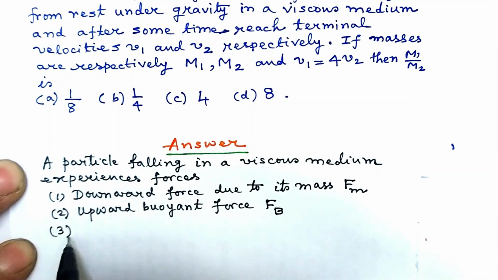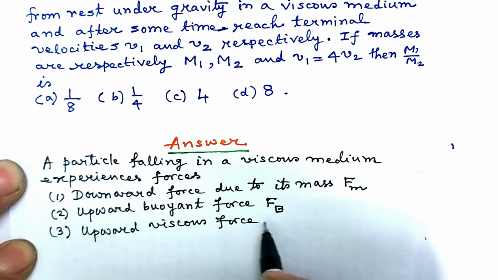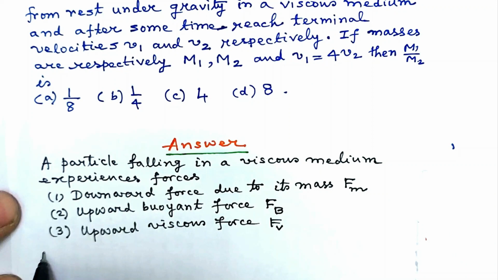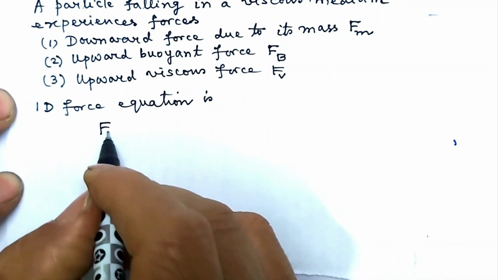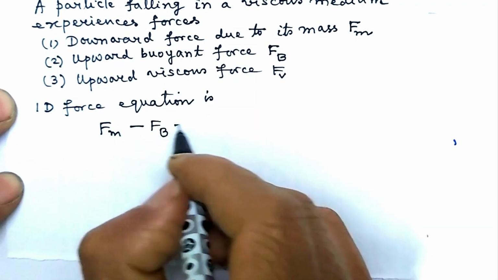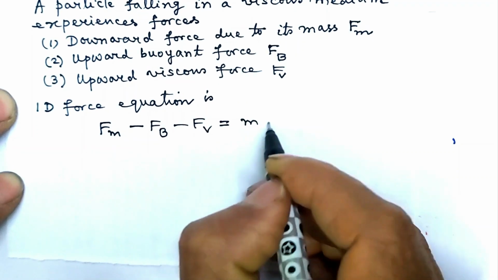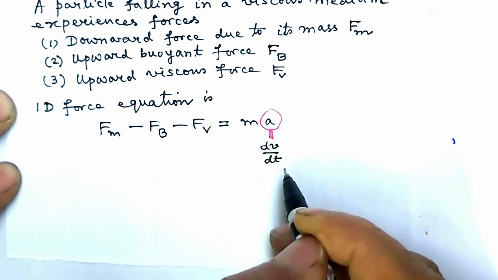And number 3, the upward viscous force that opposes its motion, call it Fv, and it is given by Stokes' law. Most importantly, this term Fv contains velocity. So the one-dimensional force equation is Fm minus Fb minus Fv equal to mass into acceleration, that is m into a, and a is given by dv dt.